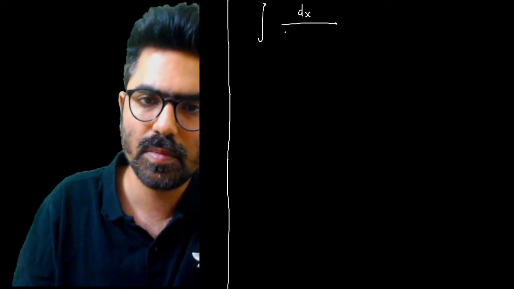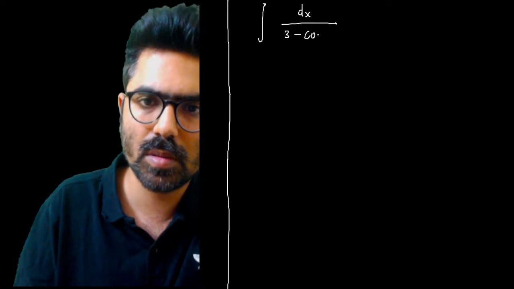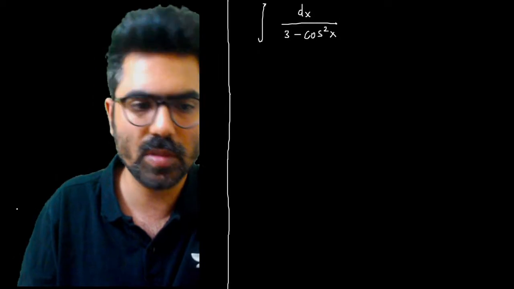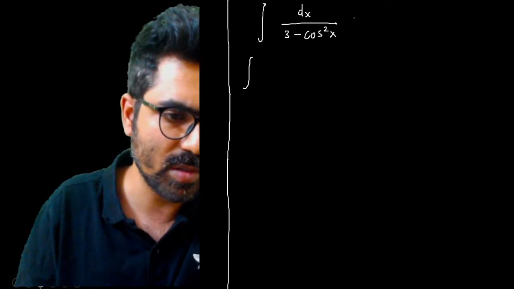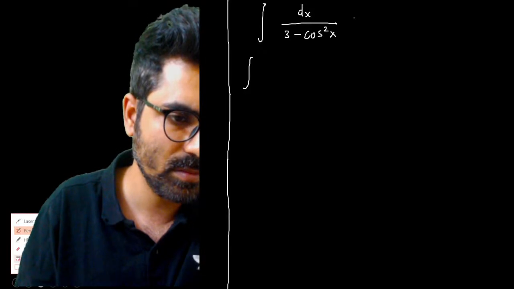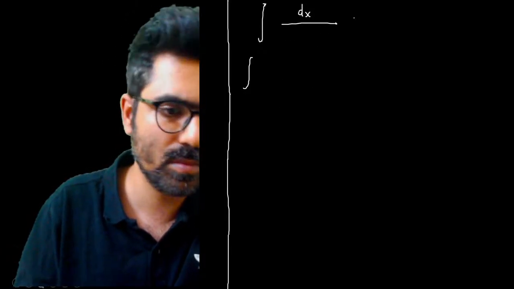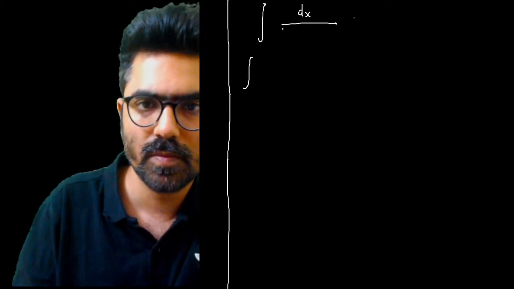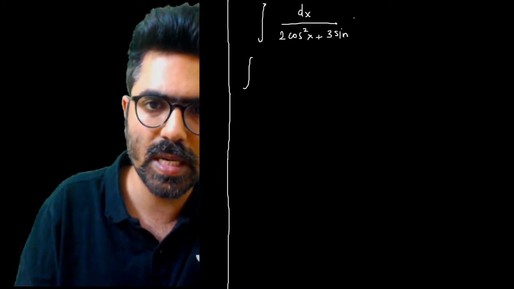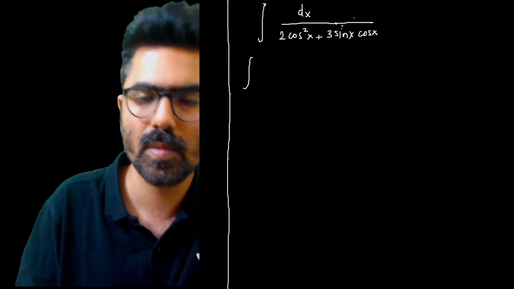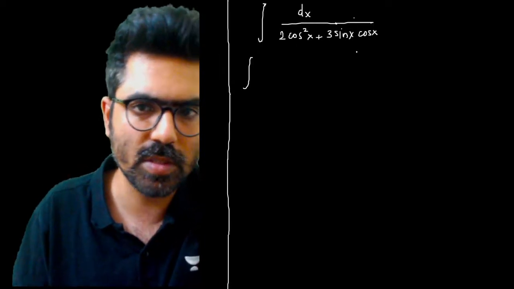Now let's take one example. Integration of dx upon 3 minus cos square x dx. Now if you are dividing numerator and denominator with cos square x, or if you want you can do one more thing. We can take a little lengthy question. So let's say 2 cos square x plus 3 sin x cos x. This one, 2 cos square x plus 3 sin x cos x. We are going to solve this question.